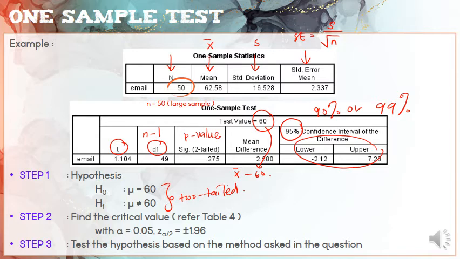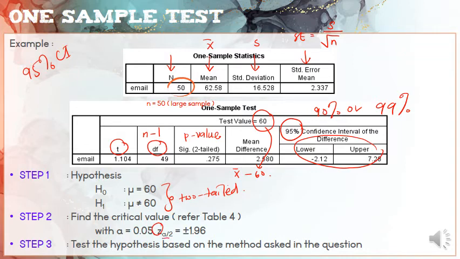Sebab bila you kata different, dia boleh jadi lagi besar atau dia boleh jadi lagi kecil. Find the critical value. So, dalam soalan ni, saya tak mention, kita pakai 95% CI, confidence interval. So, since awak punya N adalah 50, which is a large sample, kita pakai Z table.